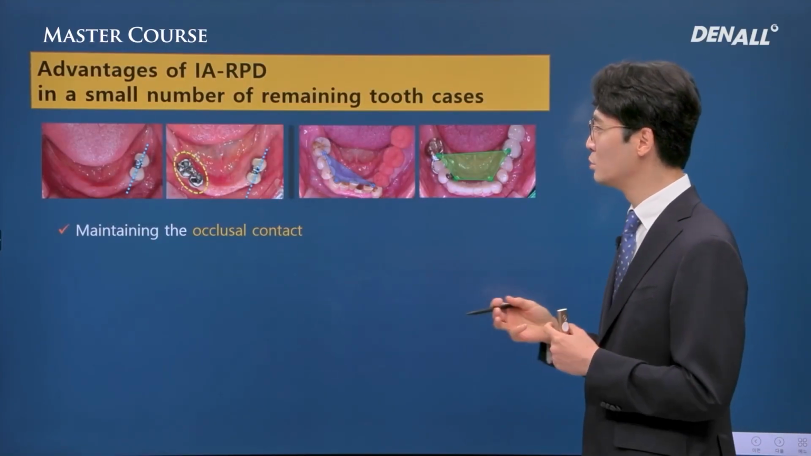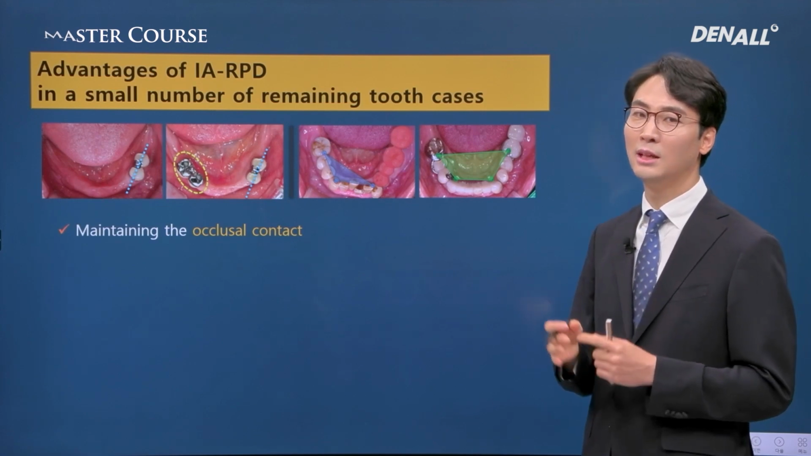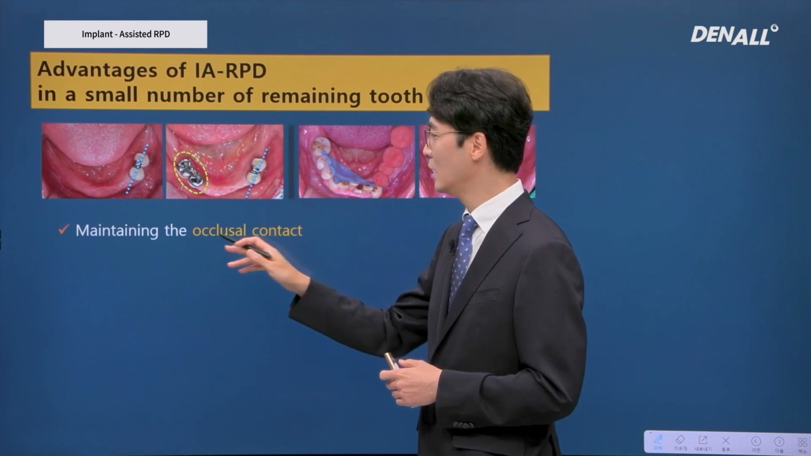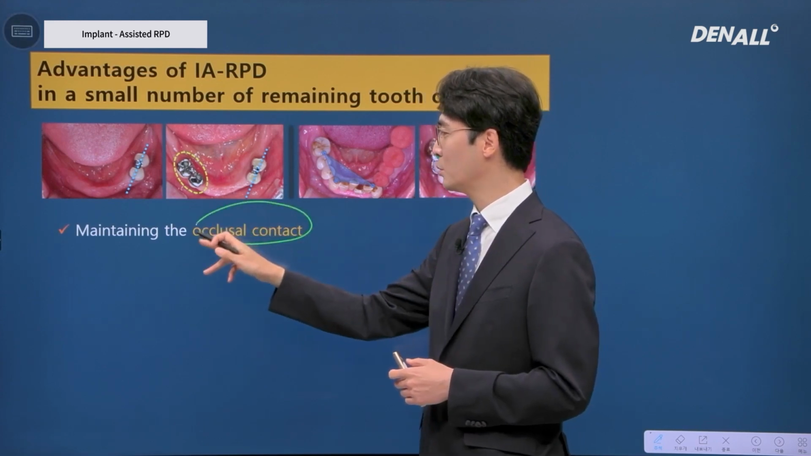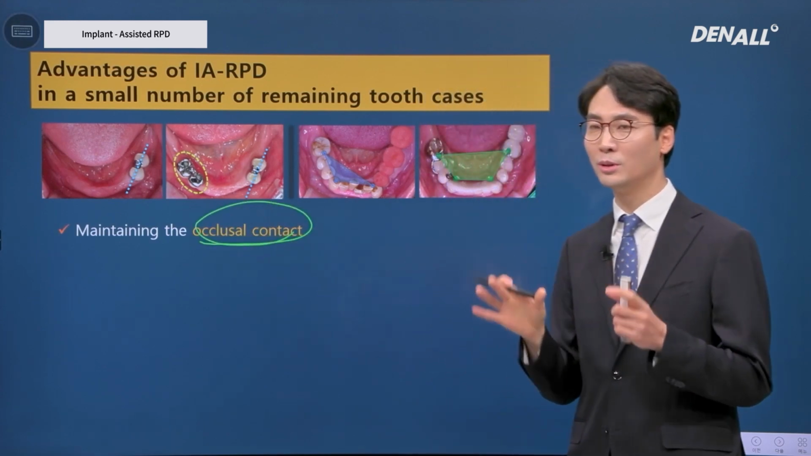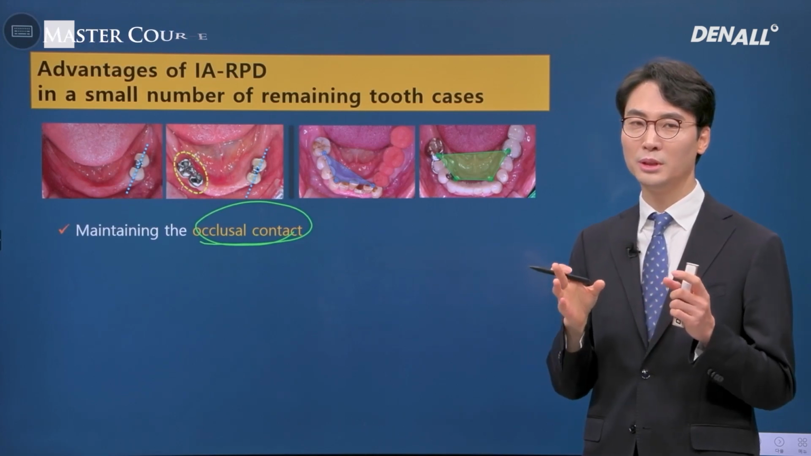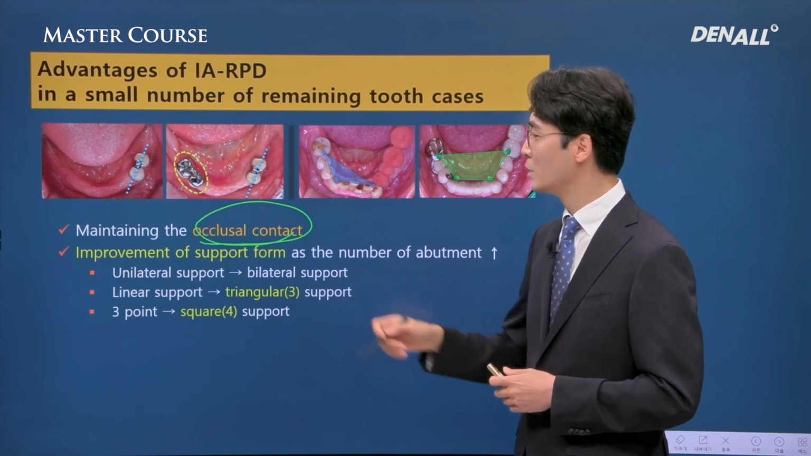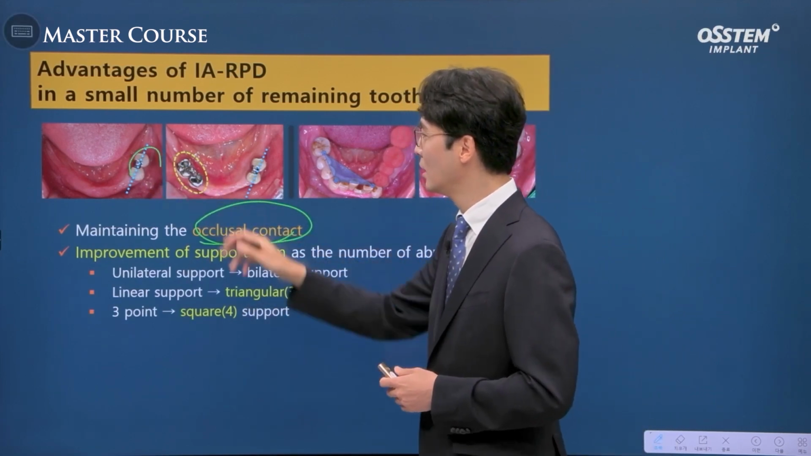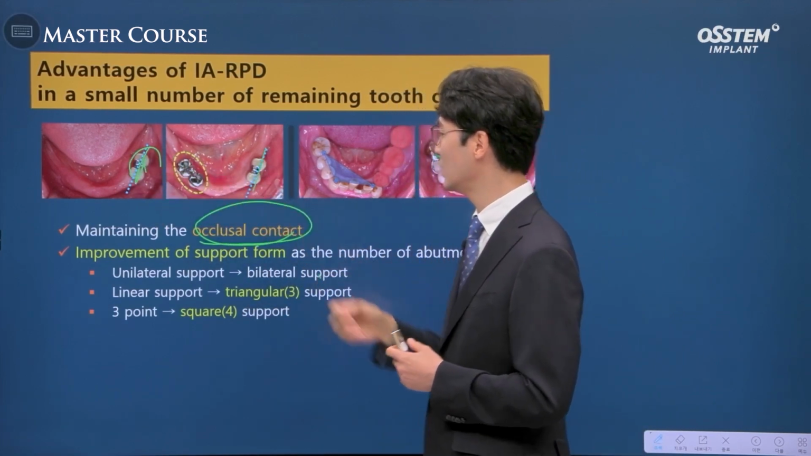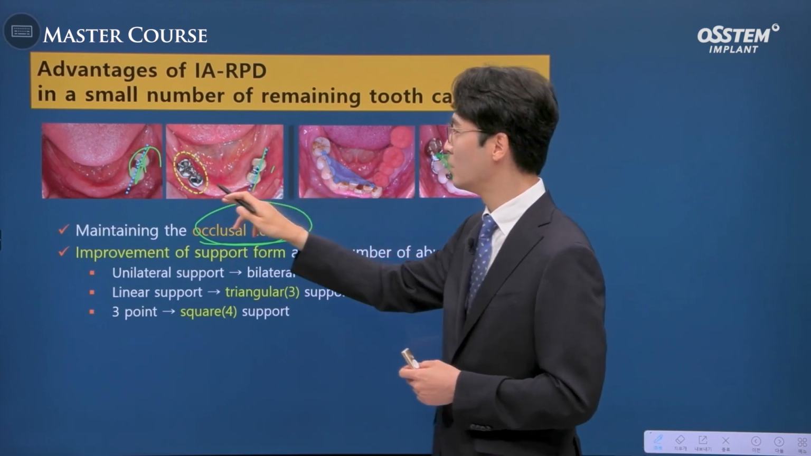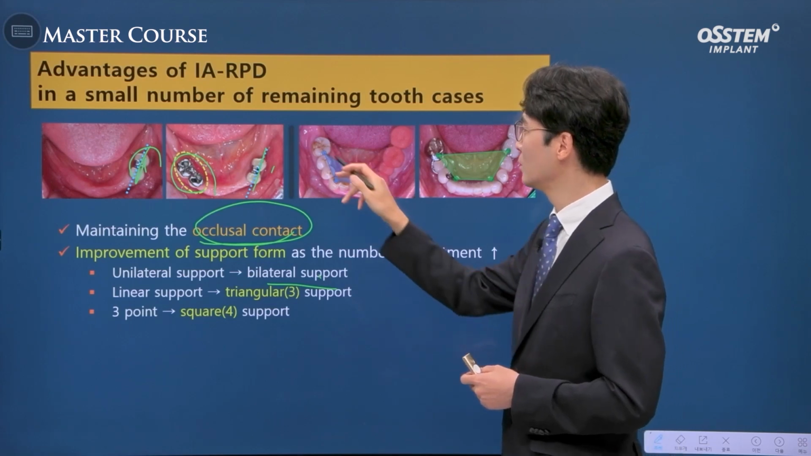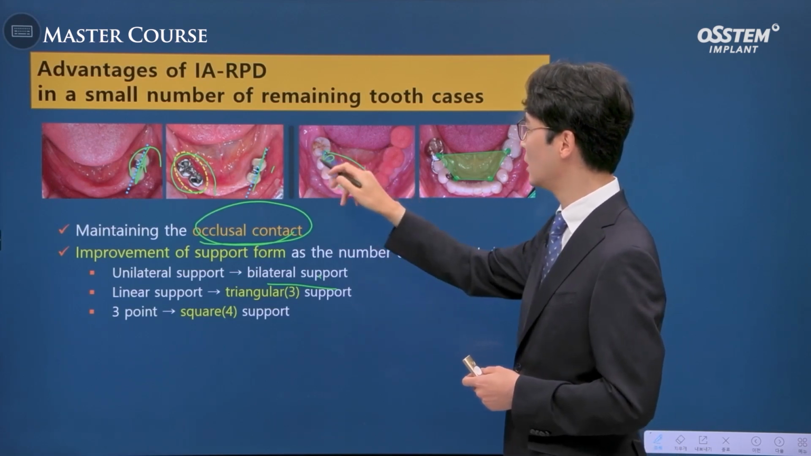As shown in partial edentulous cases, there are many advantages to using implant-assisted RPD. Ultimately, we can get bilateral occlusal support and occlusal contact can be made on both sides, and this is very important. When there are teeth unilaterally, by adding implants, unilateral linear support was changed to bilateral support, and 3-point support was changed to square support after adding implants in the posterior area.